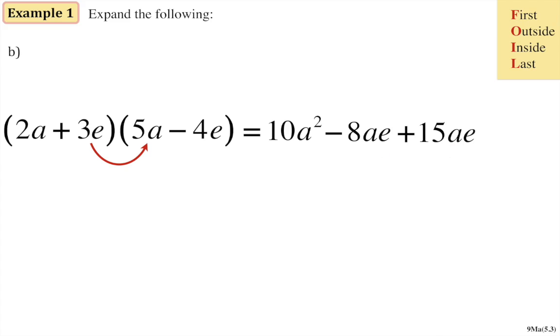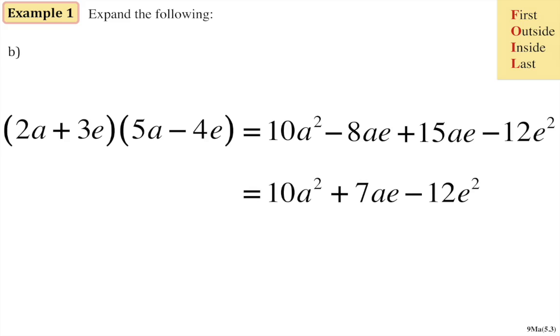But let's finish off. We haven't done our last terms yet. Our last terms, positive 3e times a negative 4e, positive 3 times negative 4 is negative 12, and the e times e gives e squared. So when I look at my 4 terms that are created in the answer, 2 of them are like terms, the ae terms. Negative 8 plus 15 is plus 7. So my answer is 10a squared plus 7ae minus 12e squared.